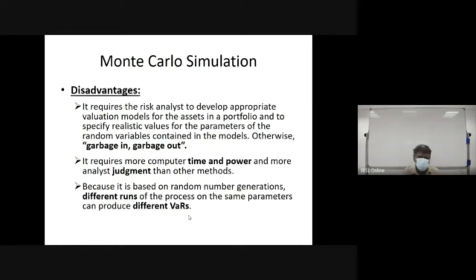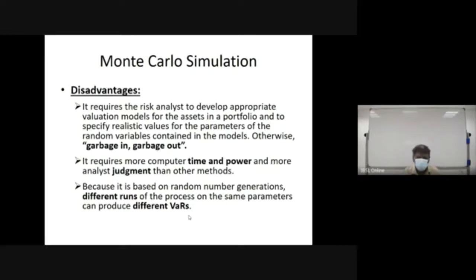The disadvantage: it requires the risk analyst to develop appropriate valuation models for the assets in a particular portfolio and to specify realistic values for the parameters of the random variables in the model. Otherwise, it is like garbage in, garbage out. There's no point in the results you get.